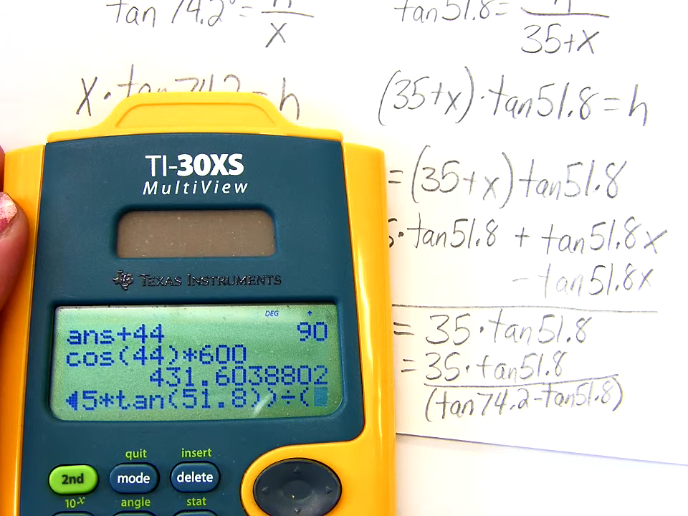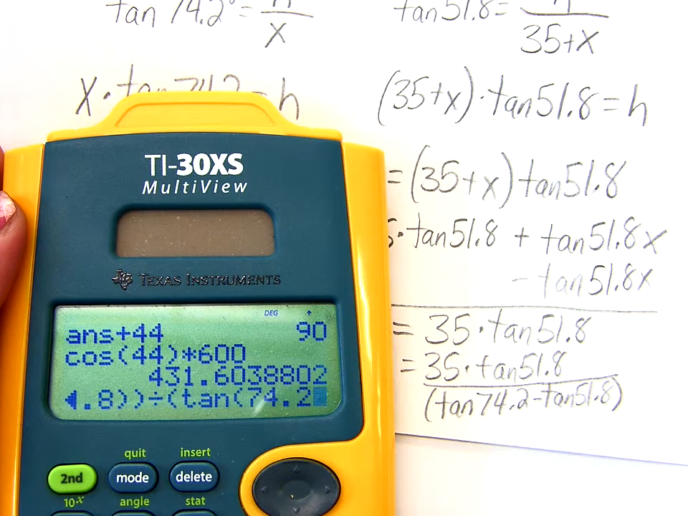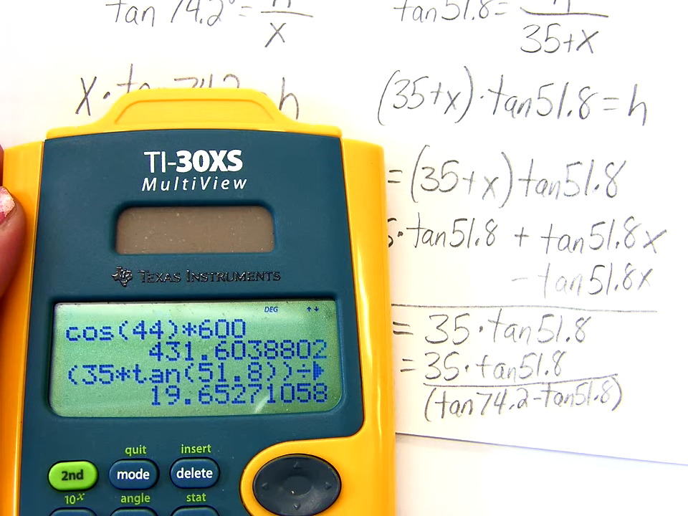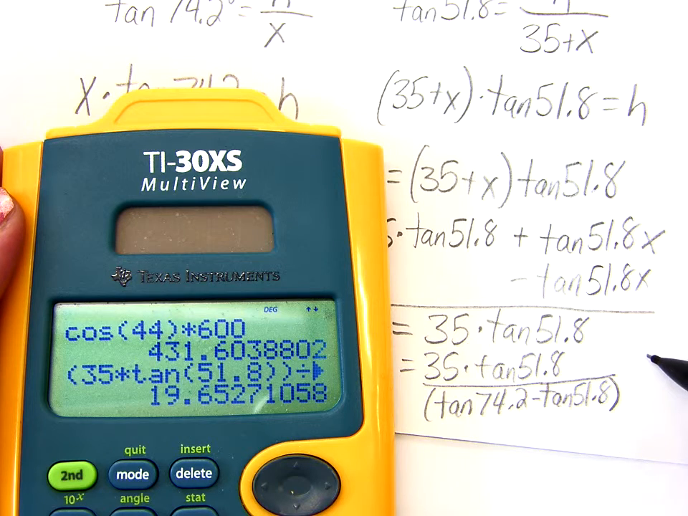Divided by parenthesis, everything in the denominator will go in that parenthesis. Tangent 74.2, close for tangent, minus tangent 51.8. Close for tangent, close for denominator. There's everything all at once in there. Hit enter. That calculator is so much smarter. Did you guys get what I got? And now, 19.7.